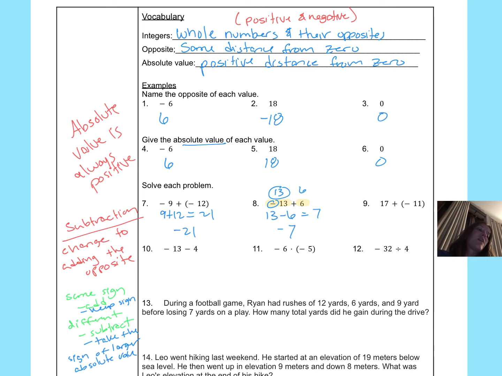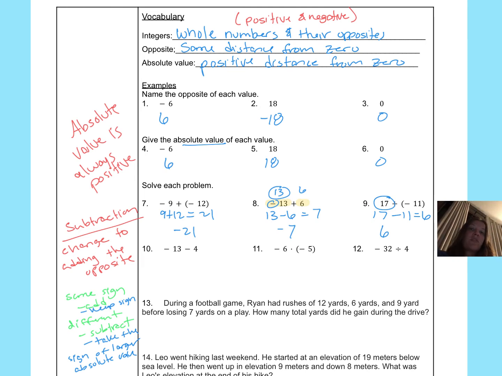So we can use that same kind of thing for number 9. They're different signs, so I know I'm going to subtract. I'm going to take 17 minus 11, and that is going to give me 6. Which one is there more of? There's 17 positives and 11 negatives. There's definitely more positives, so my answer is going to be positive 6. You can write the plus sign for positive 6, you just don't have to. It's implied that if there's no sign, then that is a positive.